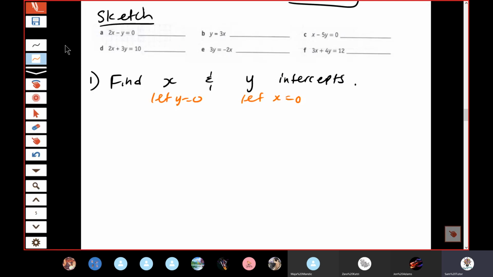For b, so when x is 0, y equals to? Done. That's it. You said it. When x is 0, 3 times 0 is 0. There's no other number. Your y value is just 0. Same.